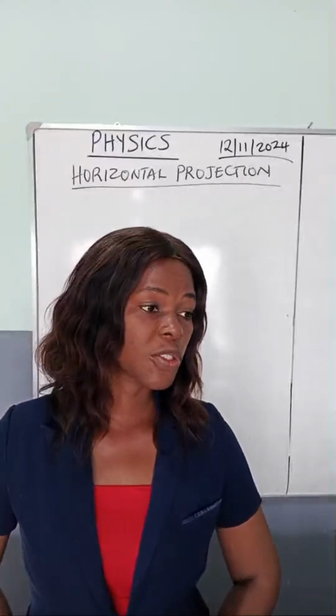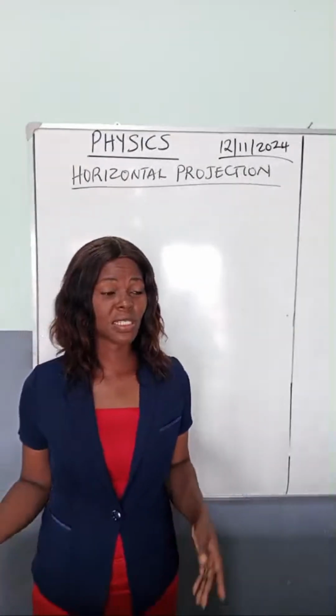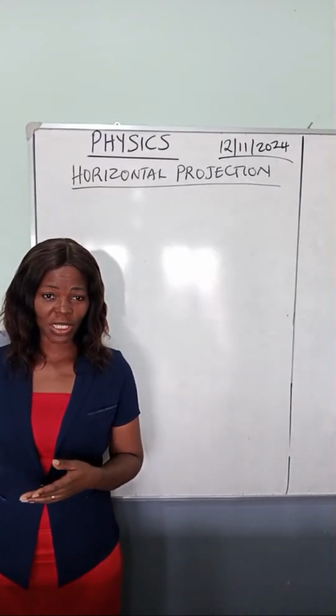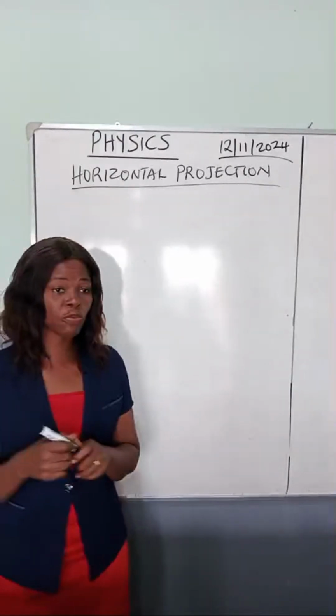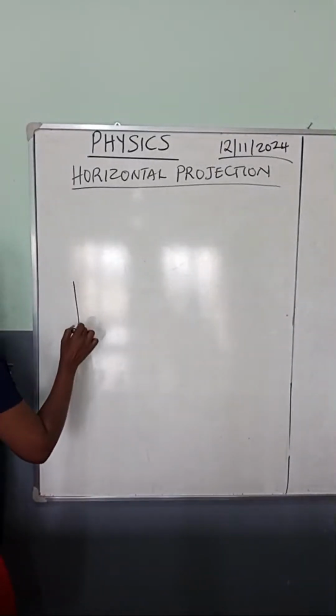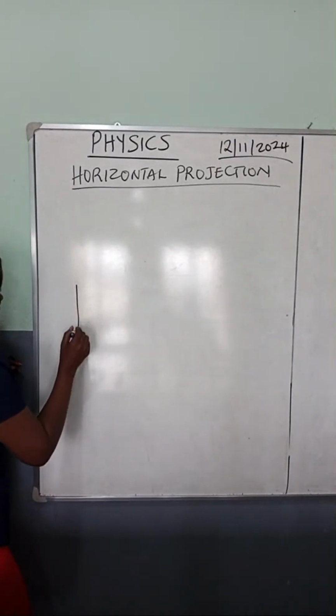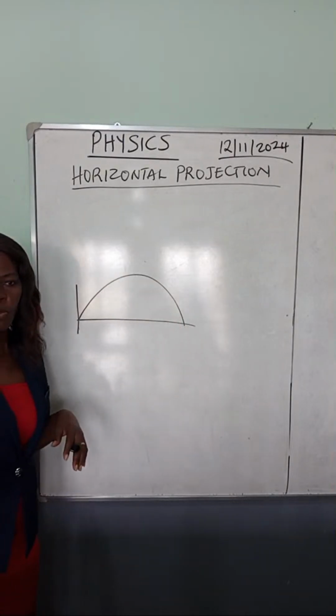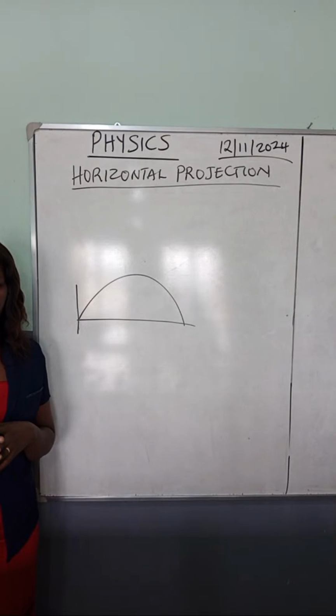Alright, when we talk about horizontal projection, there are so many things you must consider. When you throw an object, normally it's going to move and make this shape. Right? That's what you say to me, what? Parabola or trajectory. This is part of the projectile.